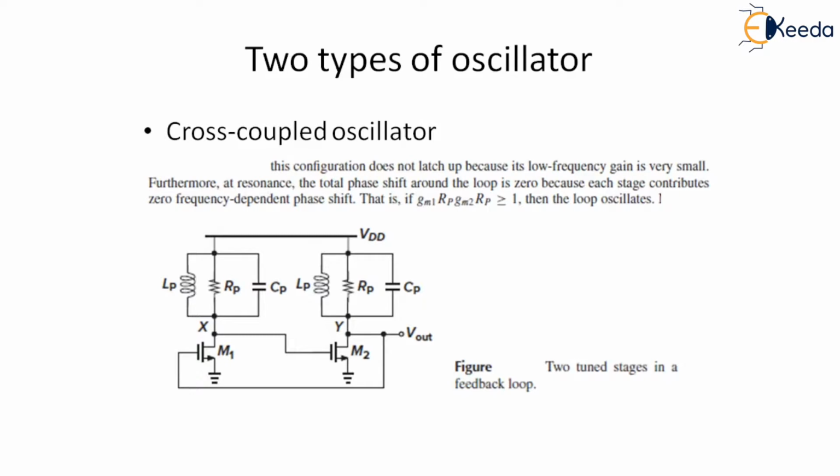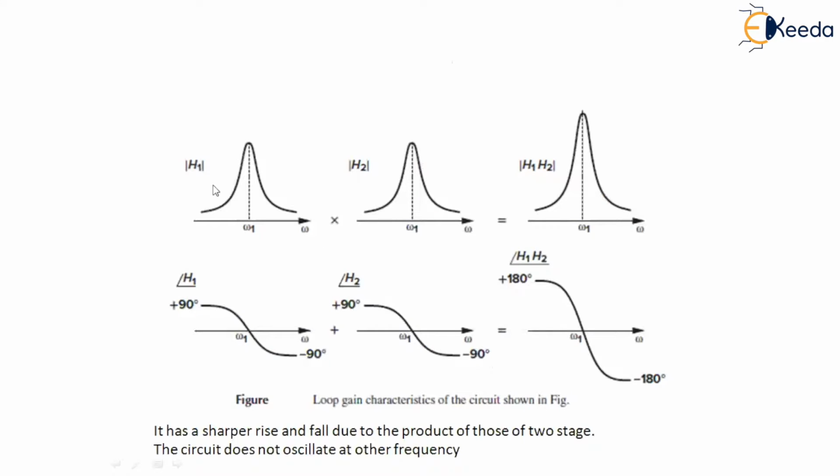Now this configuration does not latch up because its low frequency gain is very small, and at resonance, the total phase shift around the loop is zero because each stage contributes zero frequency dependent phase shift. That is, if GM1 RP times GM2 RP is greater than 1, then the loop oscillates. We can show this in this figure.